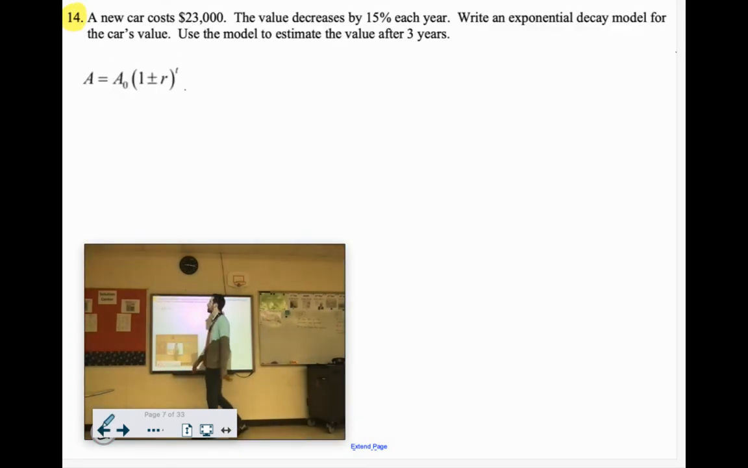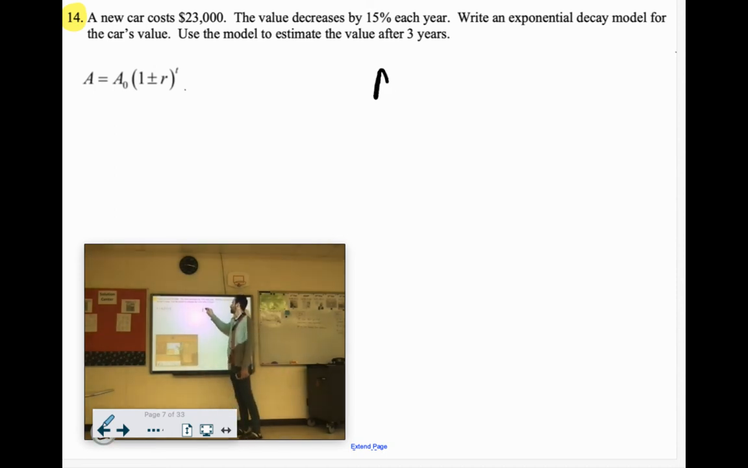We're almost there. A new car costs $23,000. The value decreases by 15% each year. Think of the decay. Starting at 100%, it's dropping 15%. 100 minus 15 is 85%. So it's retaining 85% of its value each year. Write an exponential decay model for the car's value. Use the model to estimate the value after 3 years.